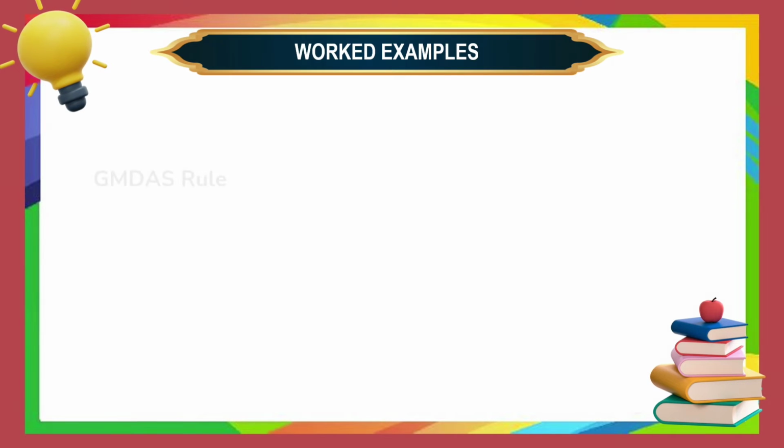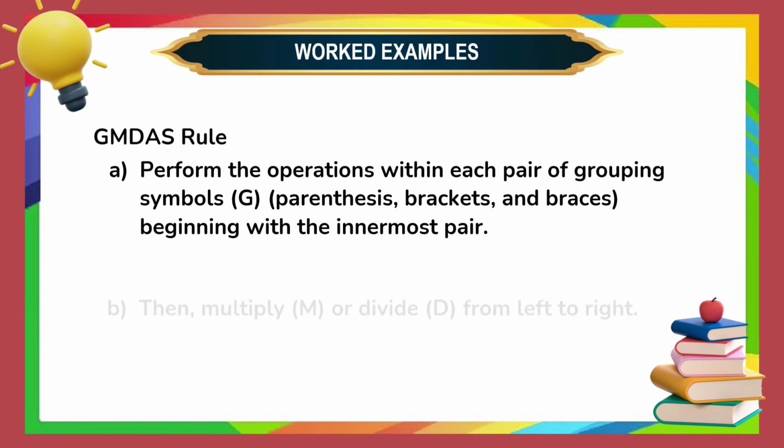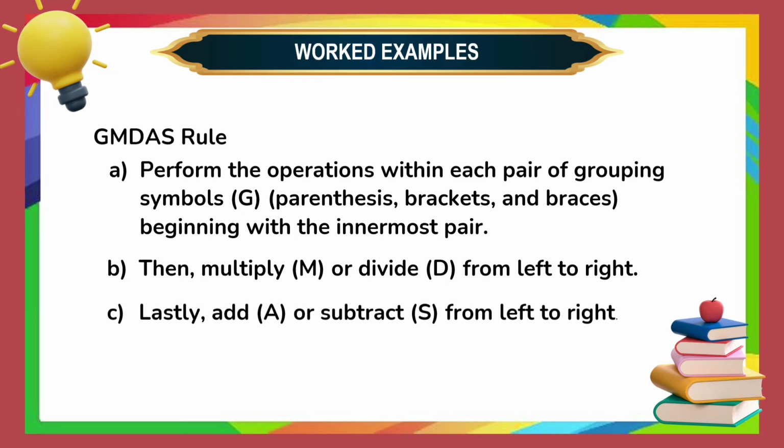Let's recall the GMDAS rule. Letter A, perform the operations within each pair of grouping symbols like parentheses, brackets, and braces beginning with the innermost pair. Then, multiply or divide from left to right. Then lastly, add or subtract from left to right.